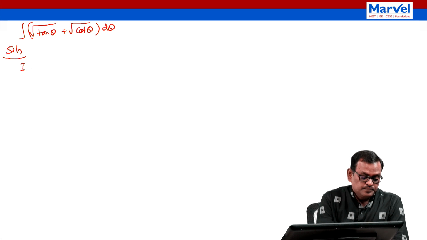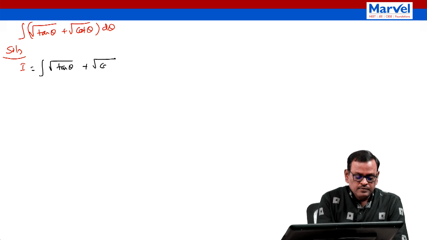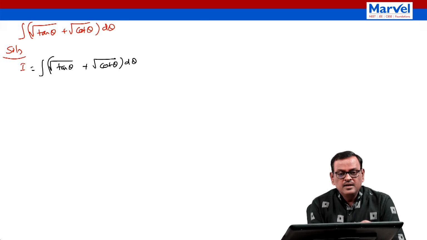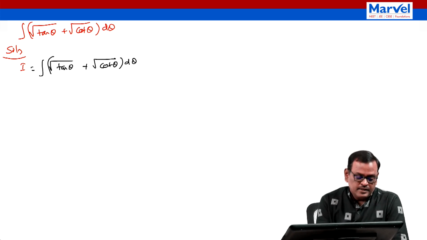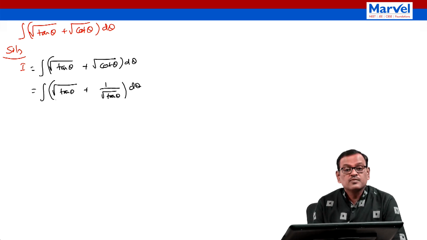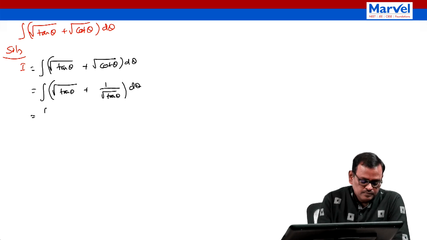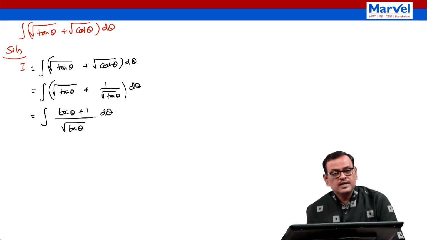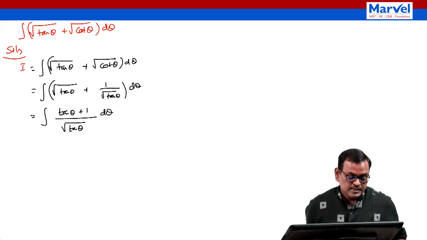Let I equal the integral of root of tan theta plus root of cot theta d theta. Write the given expression, replacing cot theta by 1 by tan theta. So root of tan theta plus 1 by root of tan theta into d theta. Now cross multiplying, tan theta plus 1 by root of tan theta d theta. Now this is in simplest form.